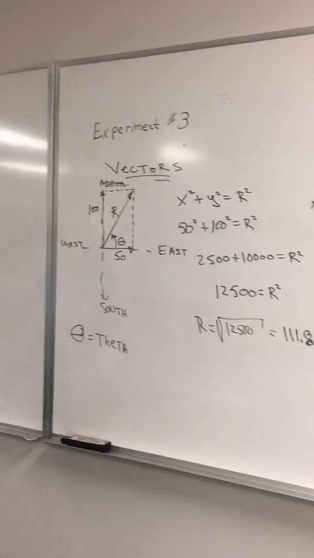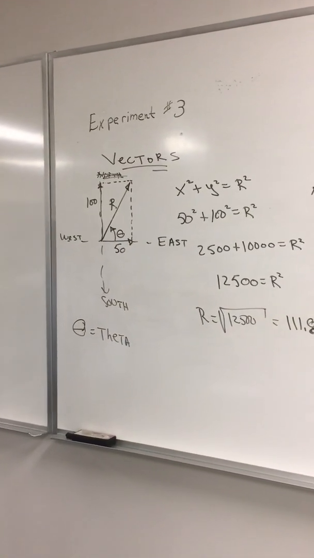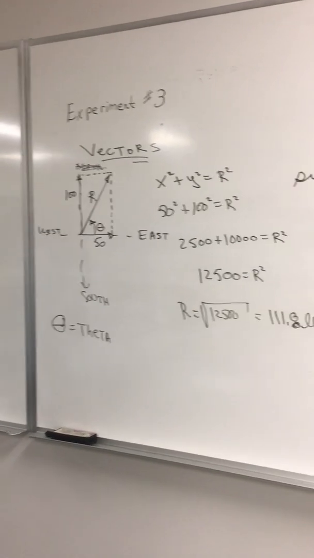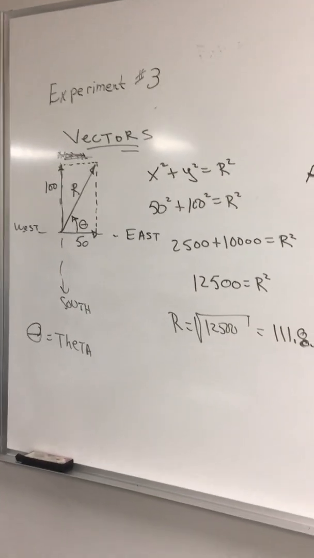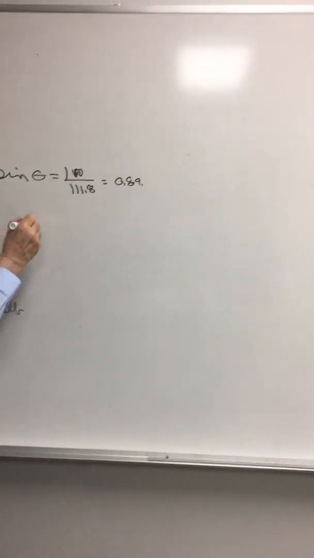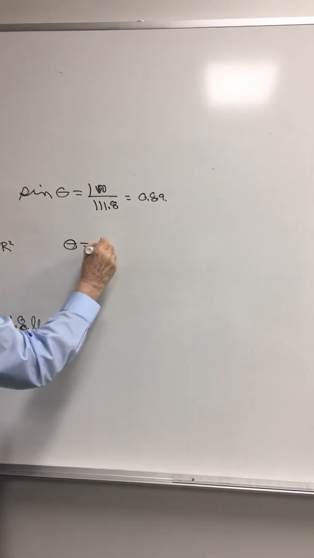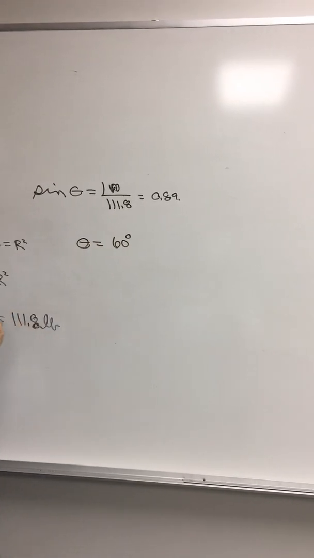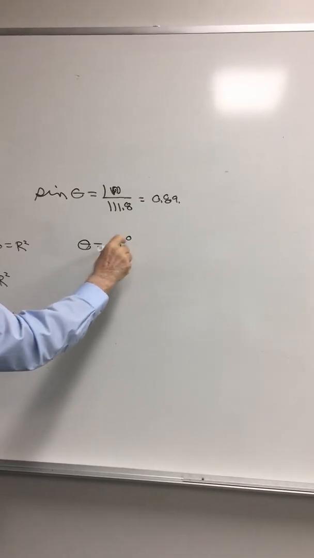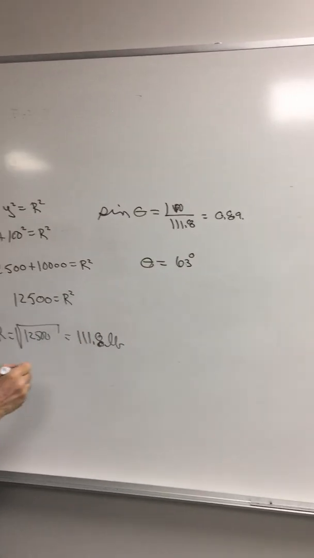Now there's a sheet of paper you're going to receive in the lecture part of the course where you can look up the value of the angle if you know the sine of the angle is 0.89. When you do that, you find out that this angle comes out to be about 60 degrees. It's actually about 63, I think. But you go check on me on that, okay?